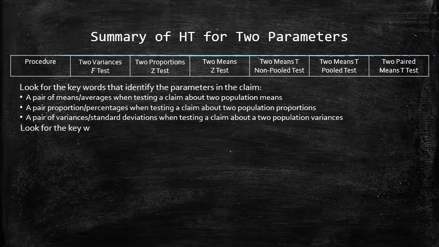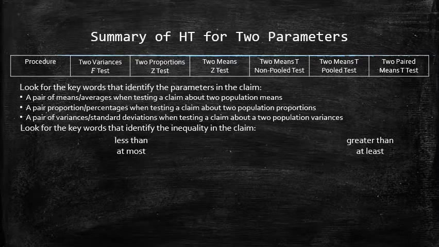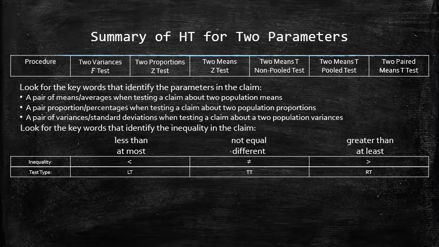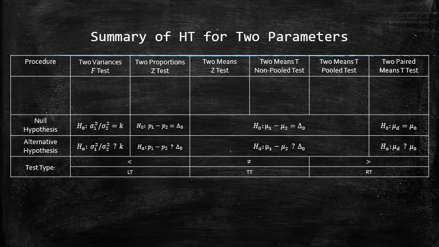Next, look for the keywords that identify the inequality in the claim, such as less than, greater than, or not equal. Based on the inequality in the claim, we classify the test as left tail, two tail, or right tail. A statistical claim in the form of an inequality is called the alternative hypothesis, and a statistical claim in the form of an equation is called the null hypothesis.